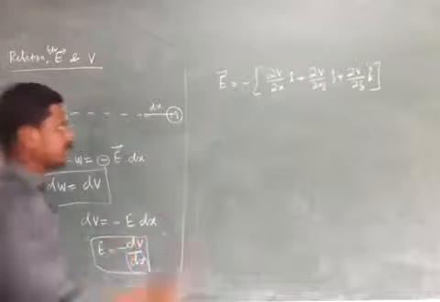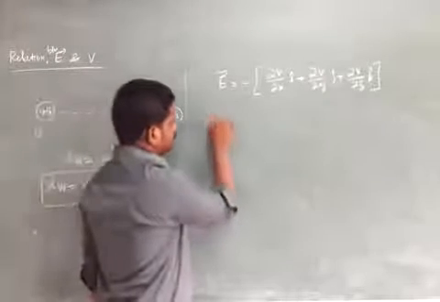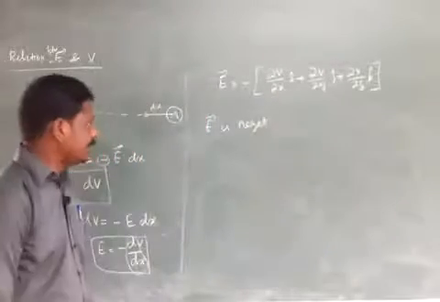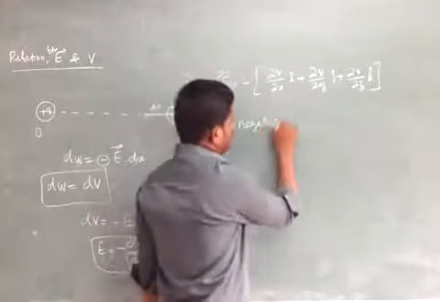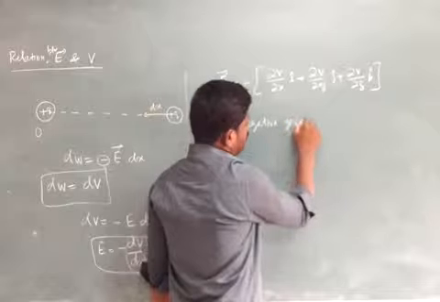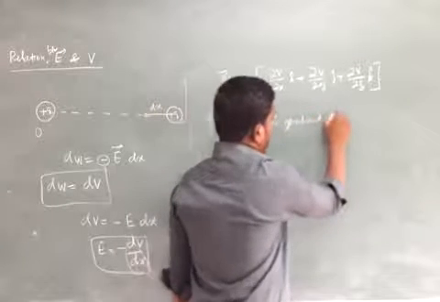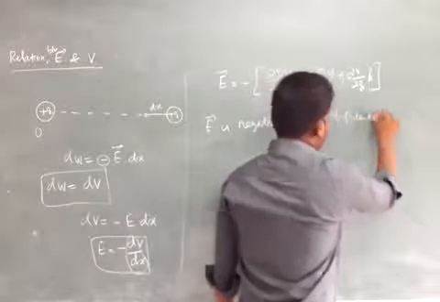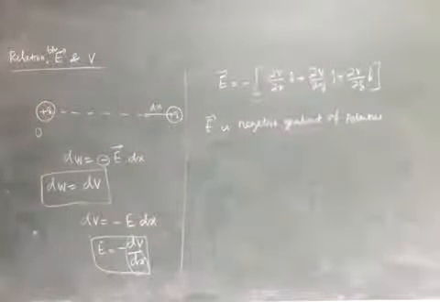You can write it as electric field is the negative gradient. Gradient is d by dx. They may ask in a 1 mark question: negative gradient of potential. So electric field is the negative gradient of potential.